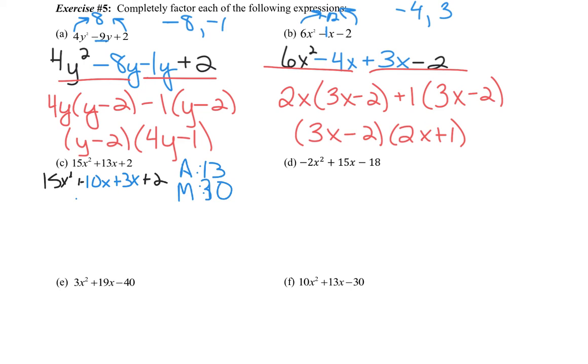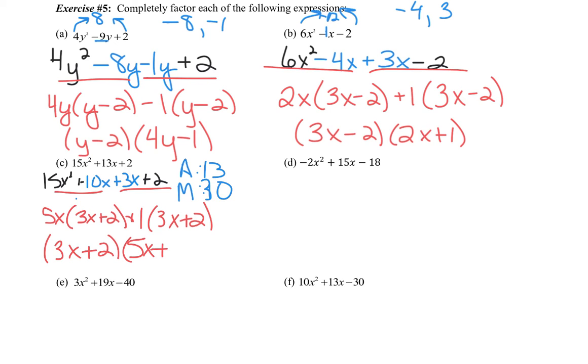So from here we'll group. So I take out a 5x, and that gives me 3x plus 2. Take out a 1, 3x plus 2. So this one actually ends up having the same binomial factor the way I set it up. But then the 5x plus 1 is different because the last one had 2x plus 1.